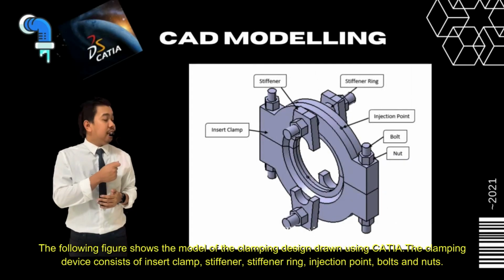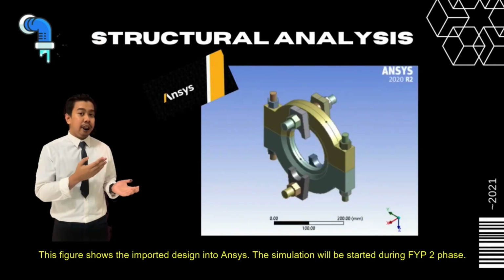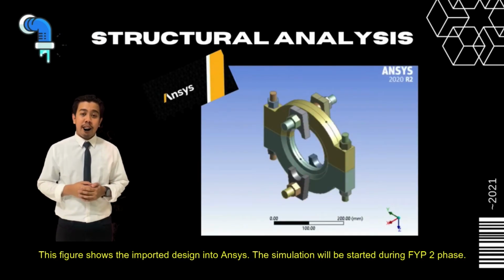The following figure shows the model of the clamping design drawn using CATIA. The clamping device consists of insert clamp, stiffener ring, injection point, bolts and nuts. This figure shows the imported design into ANSYS. The simulation will be started during FYP2 phase.